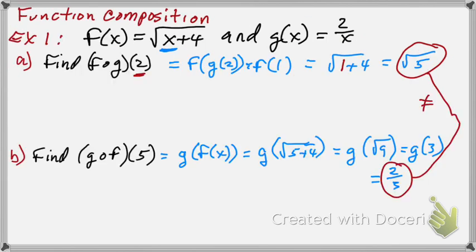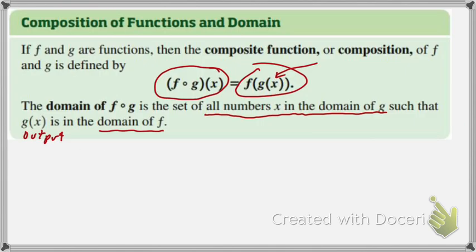Let's go back and look at something. This thing. All numbers x in the domain of g. So right now, in the one we're working on, g could be anything. The domain of g is all real numbers. But I've got to pick them so that when I send the output of g to f, I get something valid. In other words, the input coming into f has to be a good input.